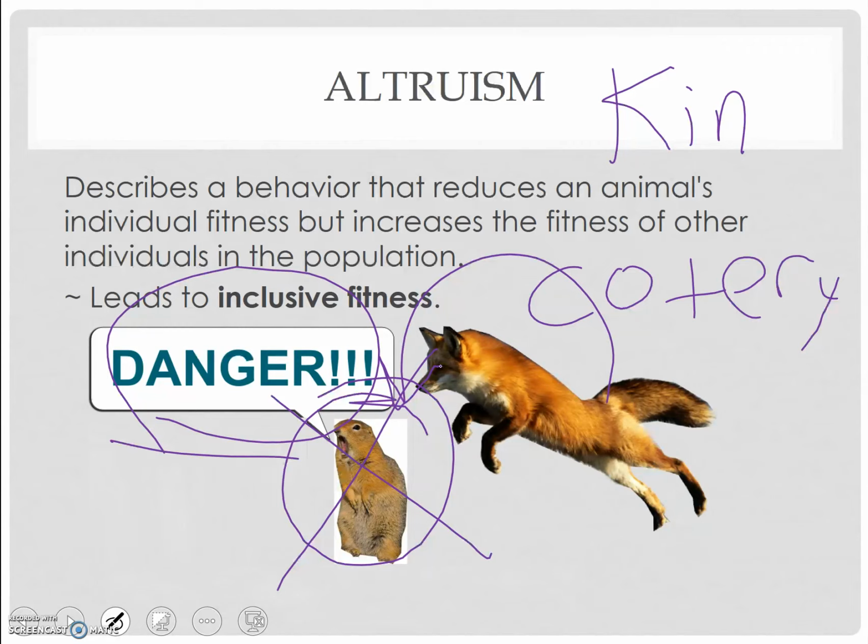So we call this altruism or kin selection because it reduces the animal's individual fitness, but increases the fitness of others in the population. And when you think, well, why, man? Well, think if this prairie dog has children, each of those children carry 50% of her DNA. And if she has nieces and nephews, those are each carrying 25% of her DNA. So by alerting her family group, she's actually helping her genes to go on to the next generation.